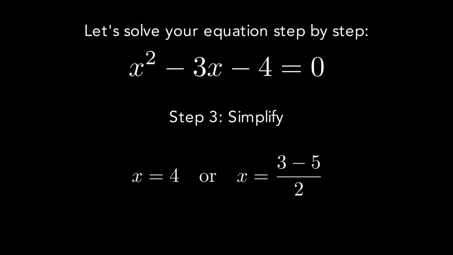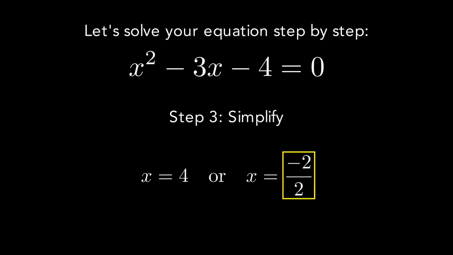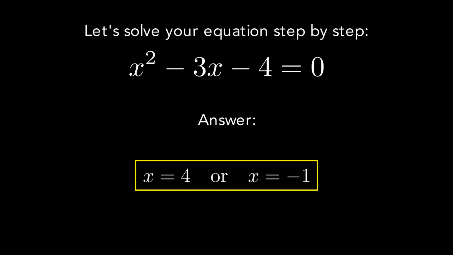For our second solution, we see that 3 minus 5 is equal to negative 2. And then negative 2 over 2 is equal to negative 1. So the final answer is x is equal to 4, or x is equal to negative 1.